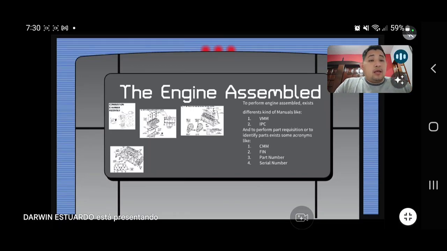Well, for the EPC, what is EPC, or IPC in Spanish? The EPC is like a manual to find the part. As you can see at the bottom of the slide, it says part number and serial number. The IPC or EPC manual contains all the information on the parts that we are going to require to perform the engine assembly.